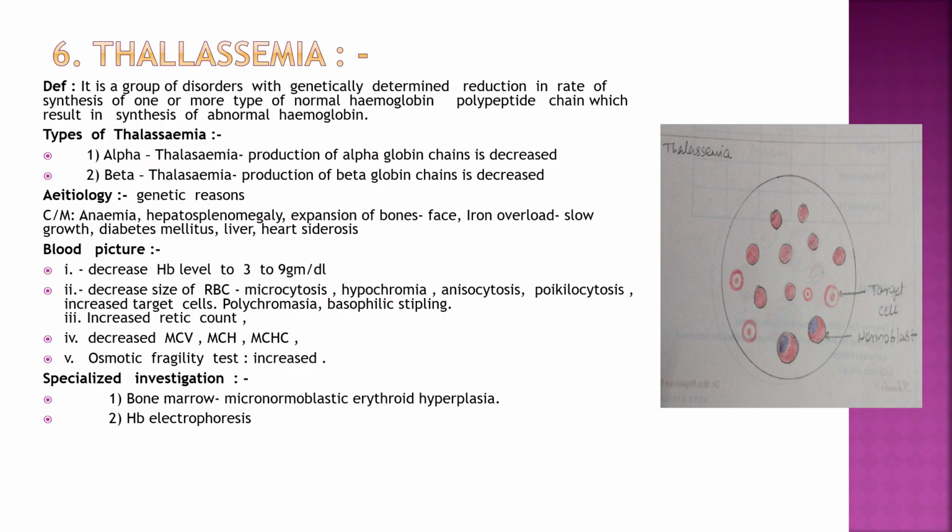Target cells have double red color, one in the center and one at the periphery, and sometimes basophilic stippling, that is purple color granules, can be seen inside the RBCs. Then retic count is increased, and there is microcytic hypochromic anemia. All RBC indices like MCV, MCH, MCHC are decreased, and osmotic fragility test is increased. For special investigations we can do bone marrow examination and hemoglobin electrophoresis for confirmation of thalassemia.